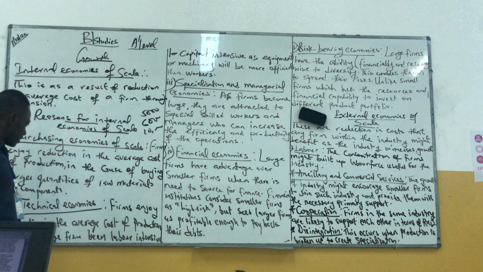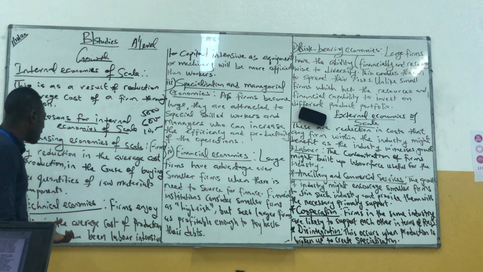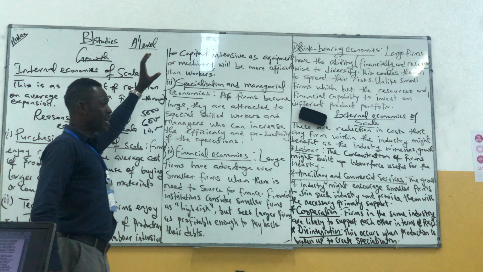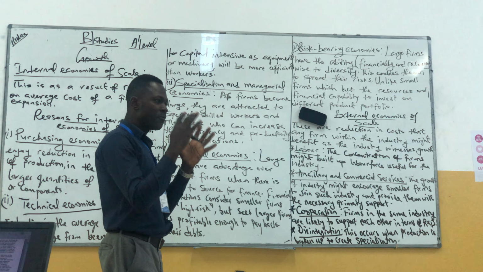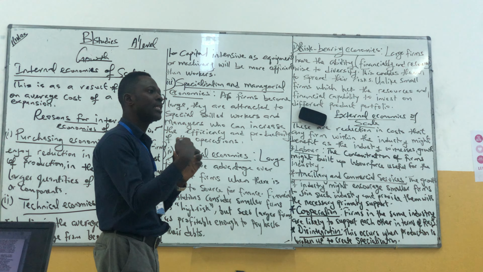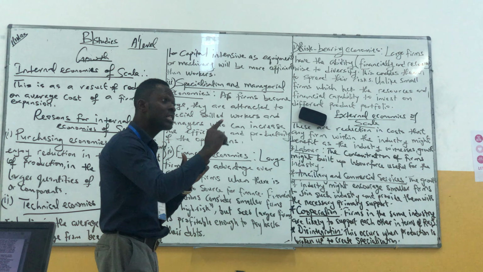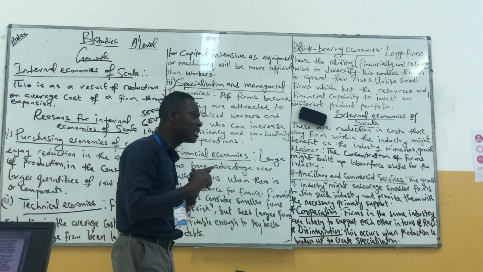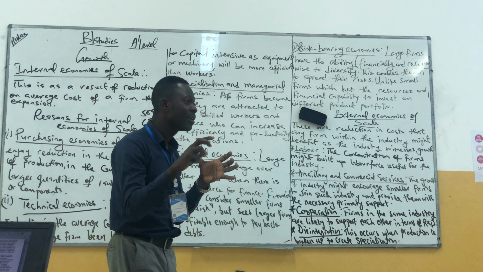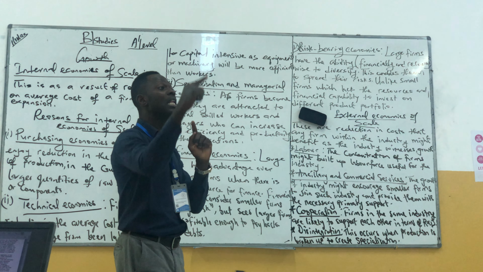Two, technical economies. Firms enjoy a reduction in the average cost of production as they change from being labor intensive to capital intensive. Labor intensive implies that a firm is using more workers than equipment or machines. It doesn't mean that the firm is not using equipment or machines, but it focuses more on workers than machines.